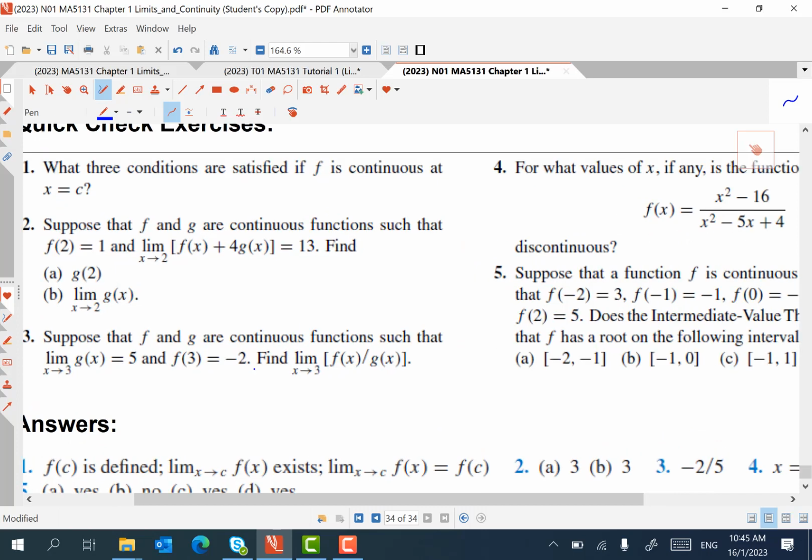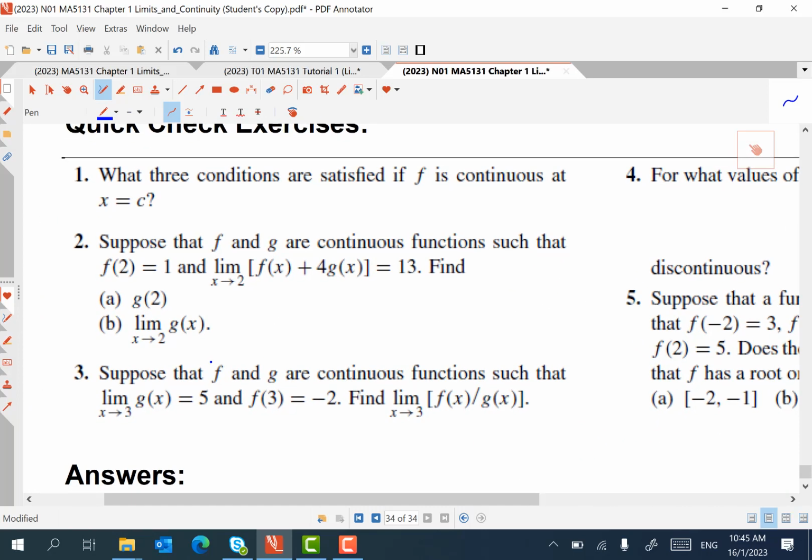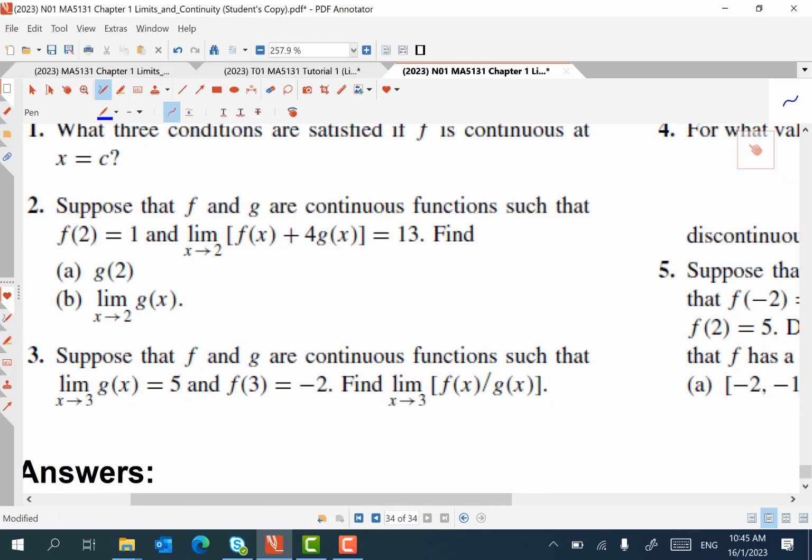Okay, let's invite people to answer. Okay, let's have the first person. Mahil.